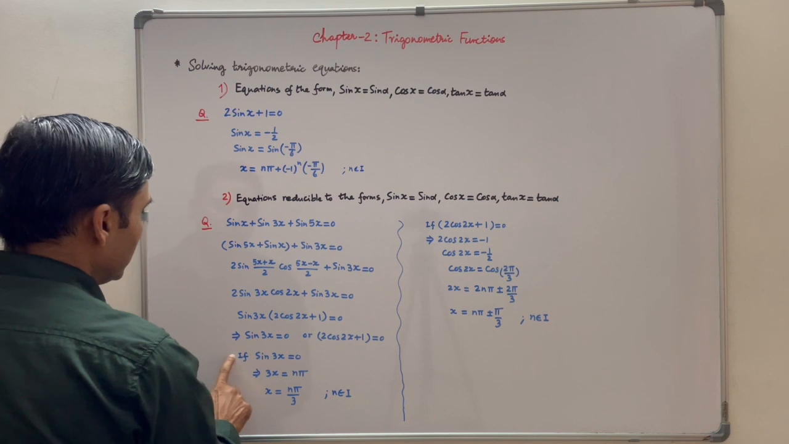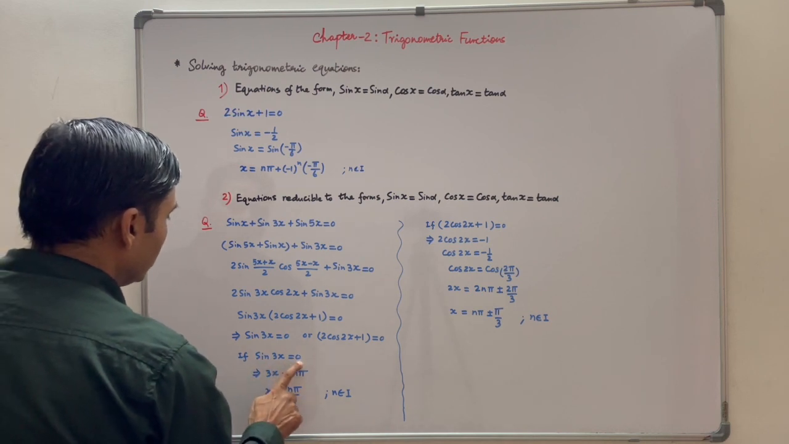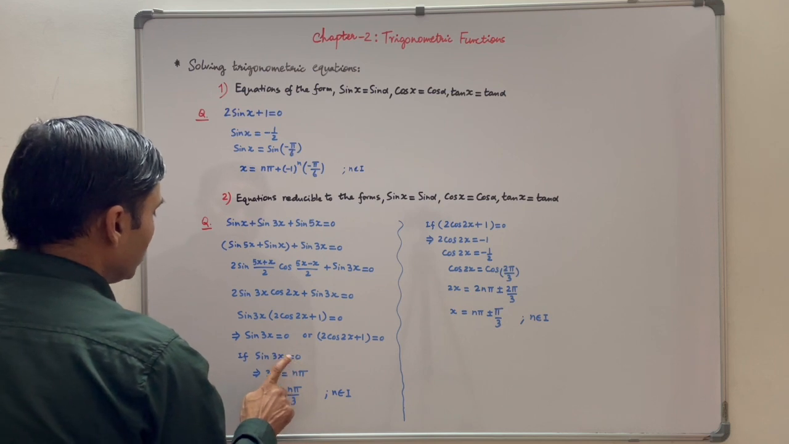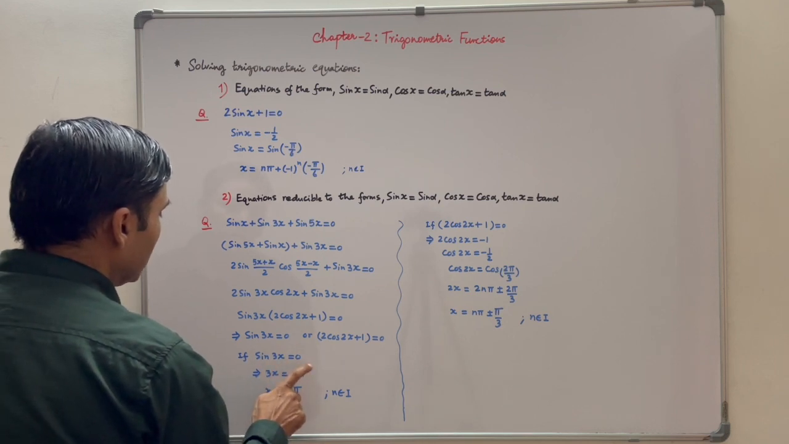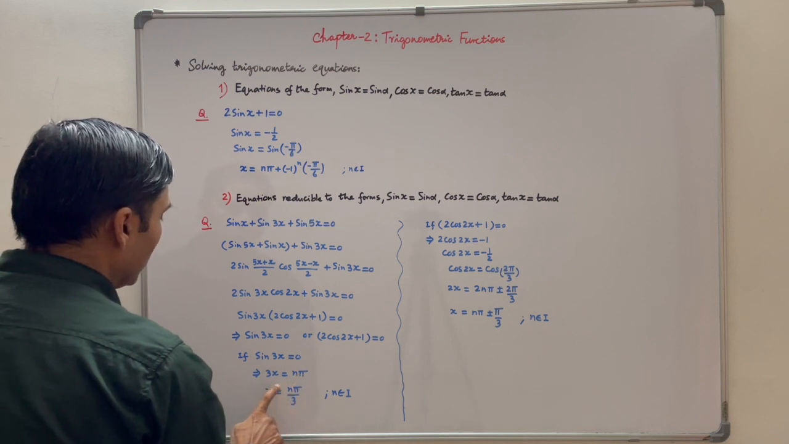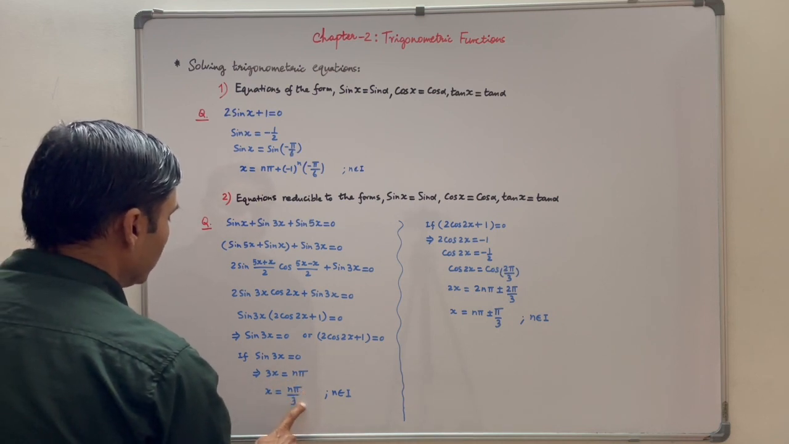Consider first case when sin 3x is equal to 0. Now it is in the form sin theta is equal to 0. So theta is equal to n pi is the general solution. That means 3x is equal to n pi or x is equal to n pi by 3.